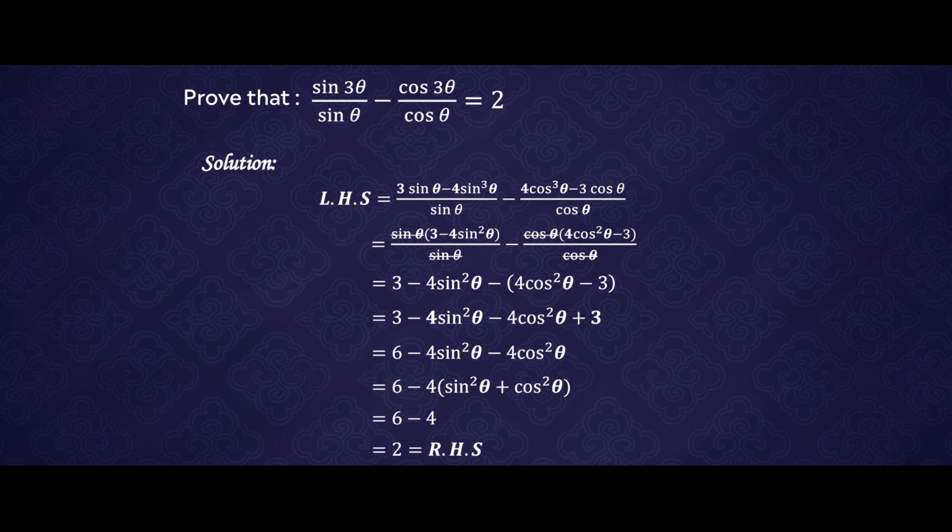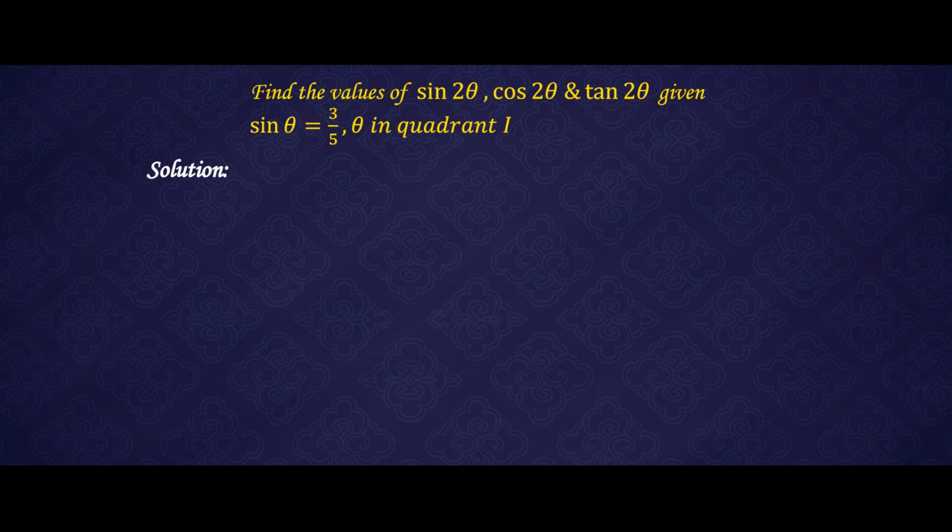Now, this is just a simple example. We will go to the questions here. Find the values of sin 2 theta, cos 2 theta, and tan 2 theta, given that sin theta is 3 divided by 5, theta in quadrant 1. You need to be very careful when this restriction is given, theta in quadrant 1. We have learned the signs of the values. Now, the solution here is, we can find out cos theta here.